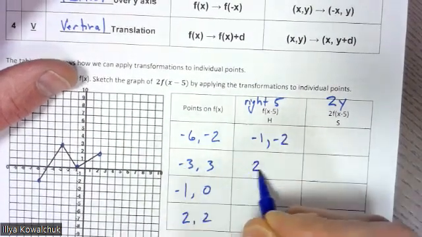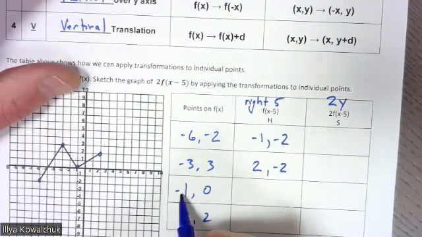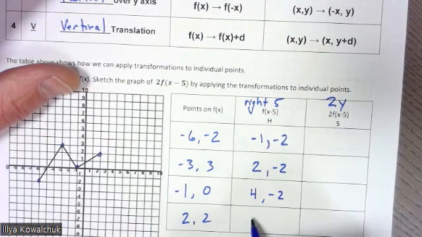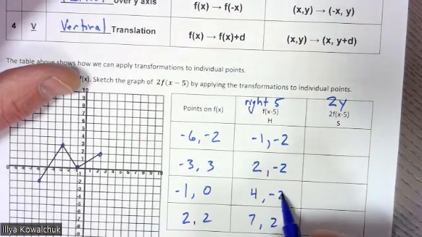-3 plus 5 is going to be 2, comma -2. -1 plus 5 is going to be 4, comma -2. And 2 plus 5 is going to be 7, comma 2. Oops, sorry, that's 0.